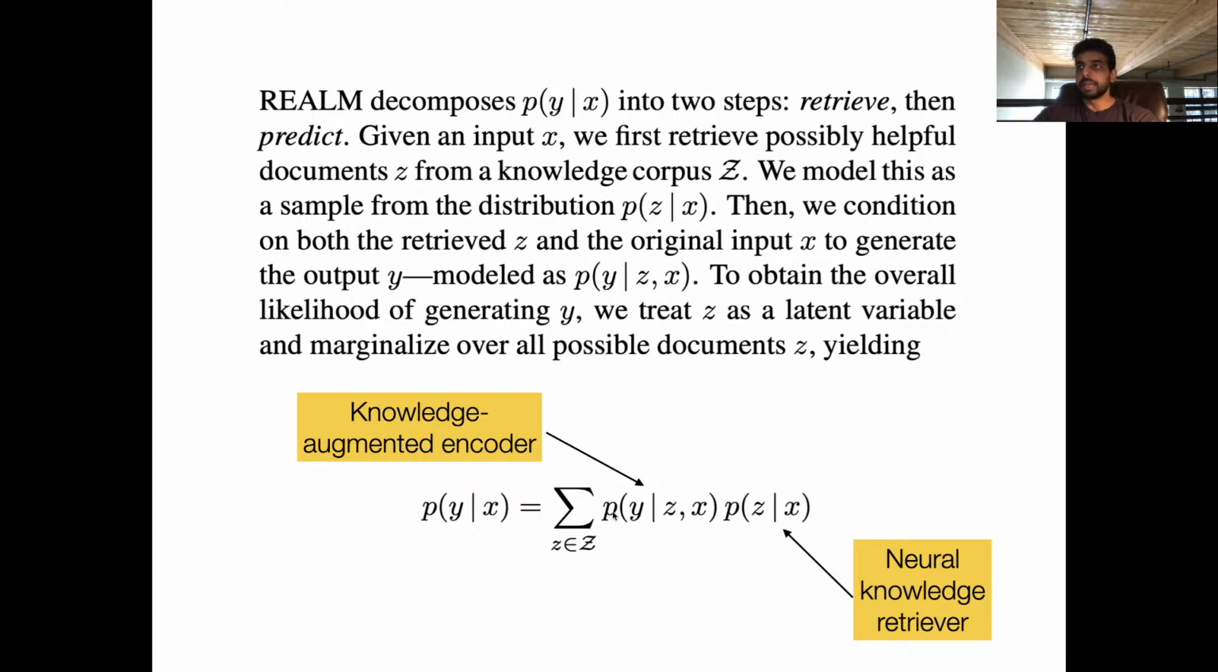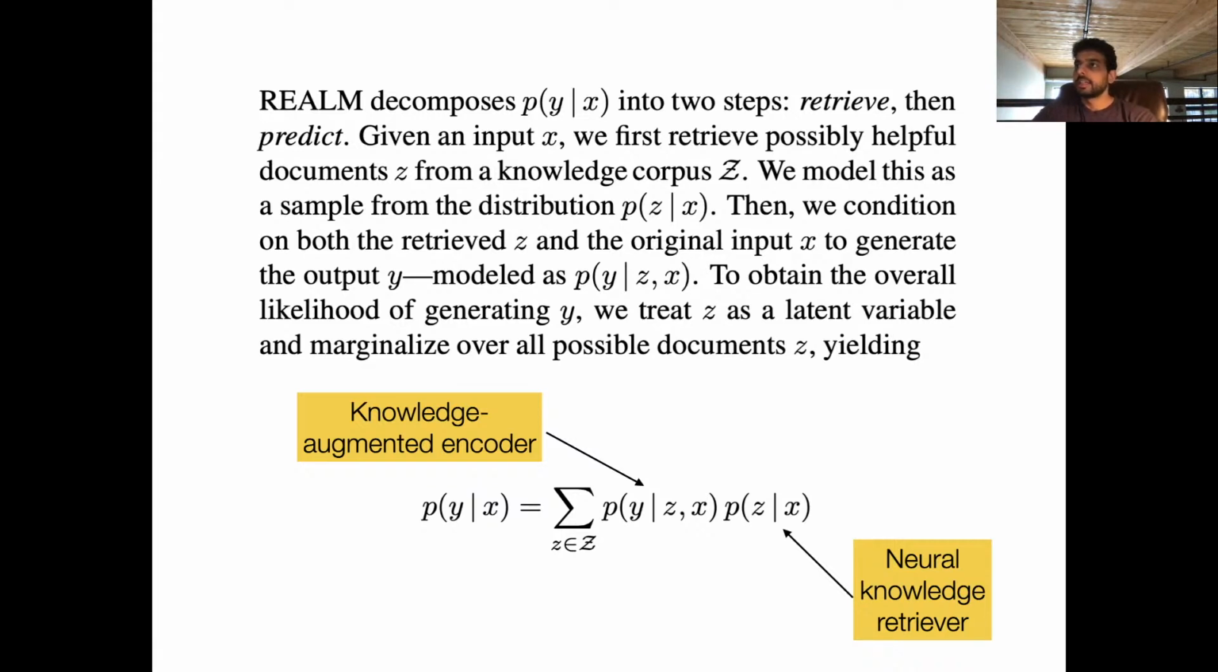But just to be clear, this first term in the product, P of Y given Z and X, this is the standard masked language modeling objective that we've seen in BERT, right? The only difference is that now we're conditioning it on some additional retrieved text. The second part, the probability of Z given X, which is the probability of any document from the knowledge corpus being relevant to the original input X, that probability is modeled by the retriever.